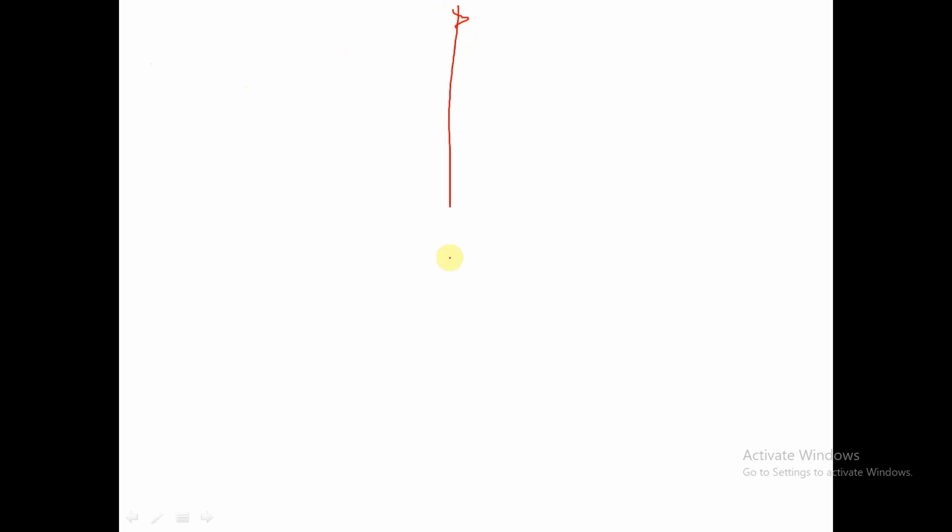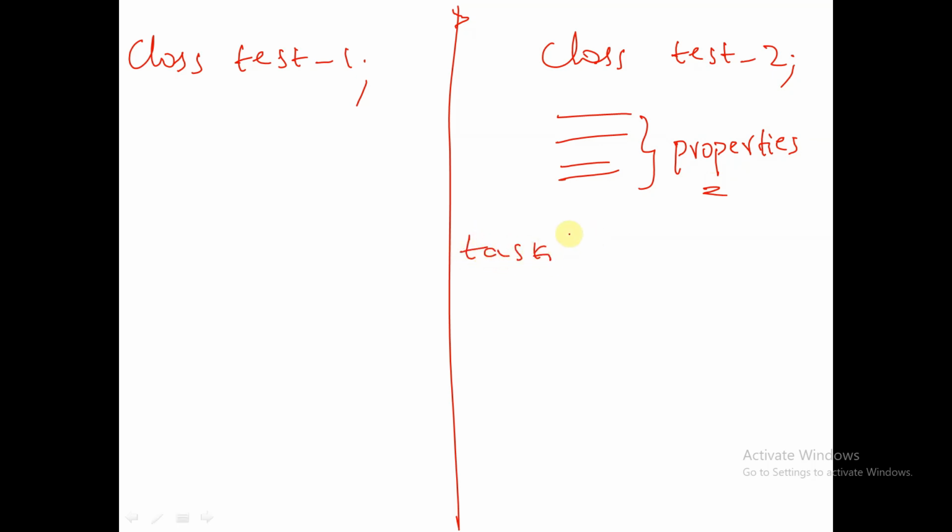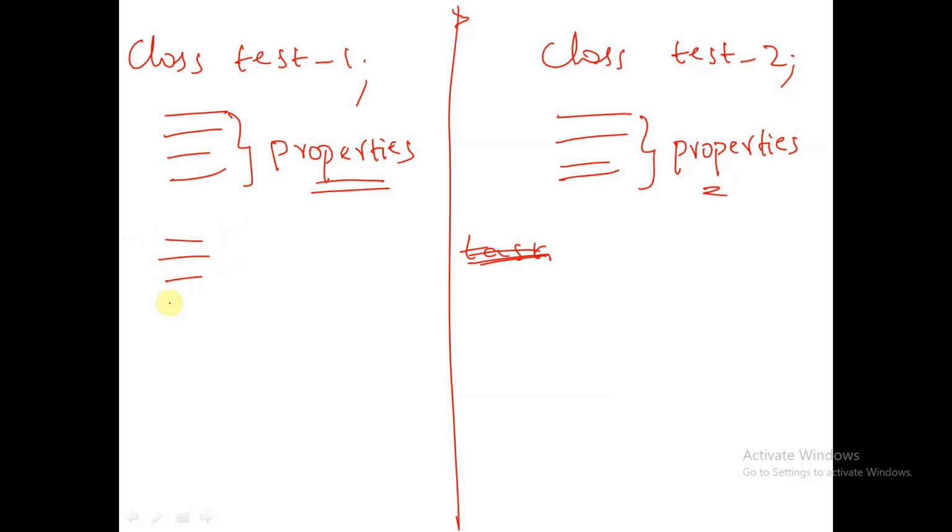For this, I should have two classes. The first class is class test_one, and here I am declaring class test_two. In class test_two, I will have some properties, and I will declare a task here. Before declaring the task, I will declare some properties in class test_one. These are some of the properties in test_one, and we can include any routines if we want, and then end the class.